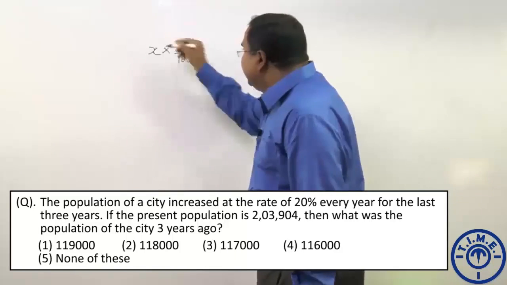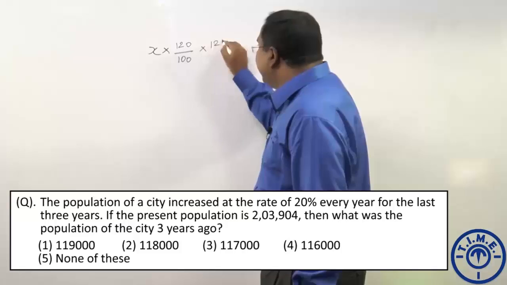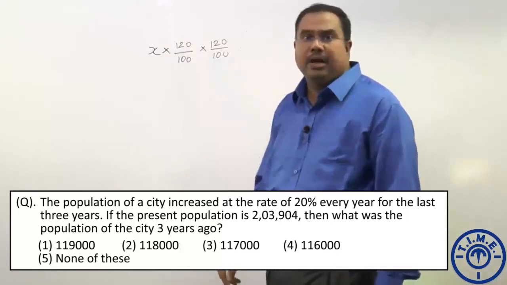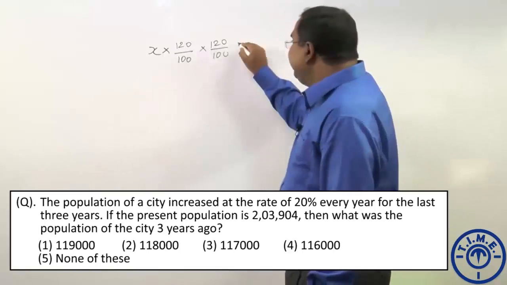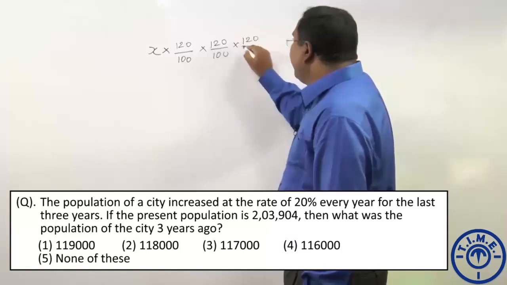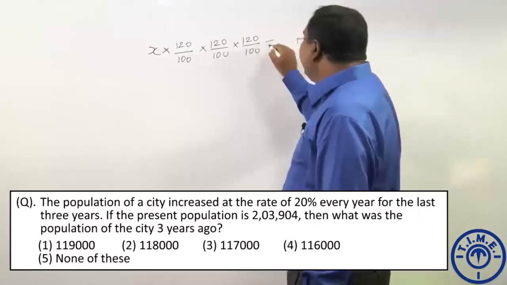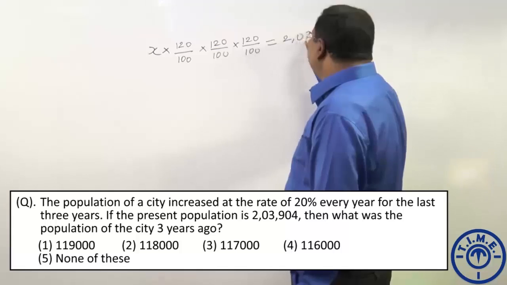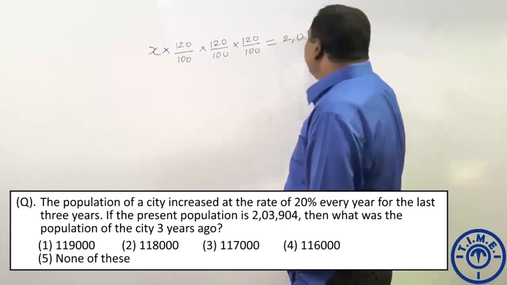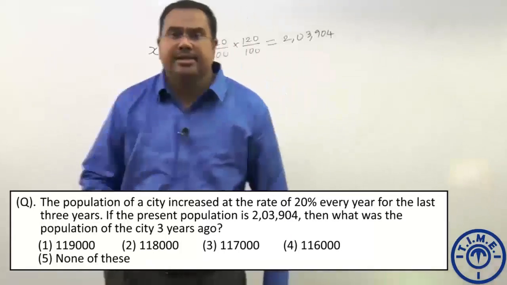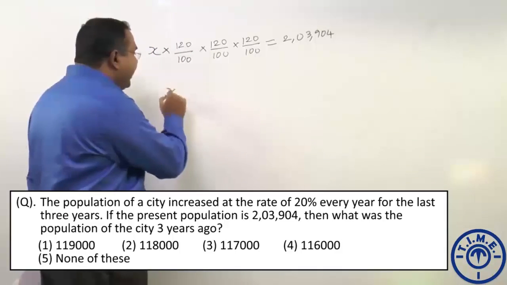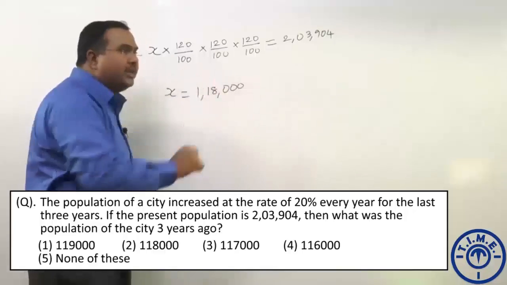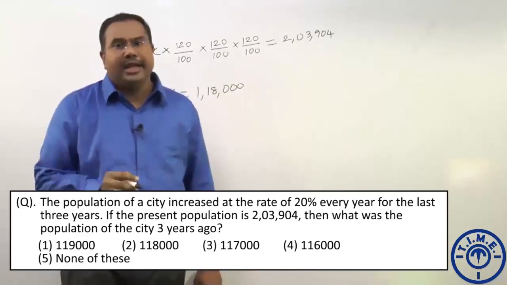Again after 1 more year, this value will again increase by 20%. That means 120% of this value. After the third year, again it will increase by 20%. So, X into 120 by 100 into 120 by 100 into 120 by 100 is equal to the population after 3 years, which is 2,03,904. On solving this, we get X is equal to 1,18,000. This was the population of the city 3 years ago.